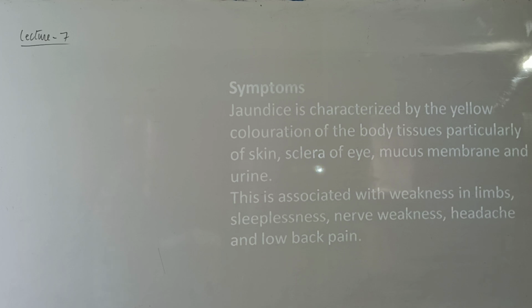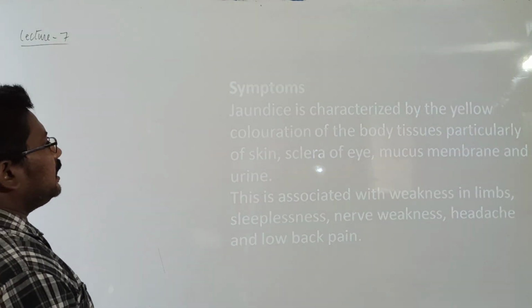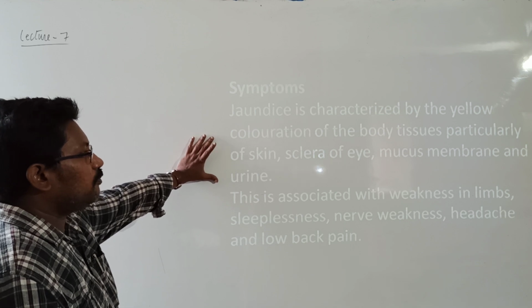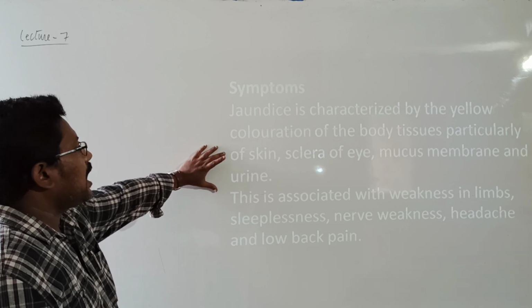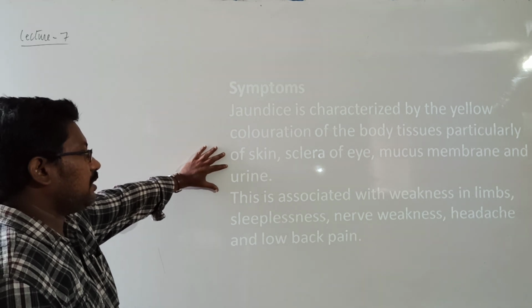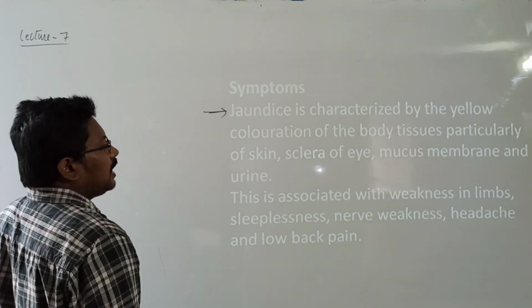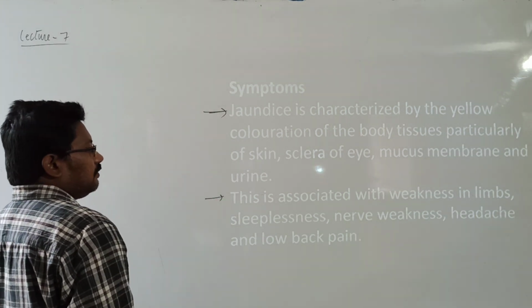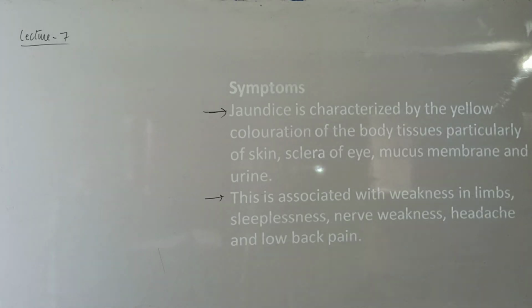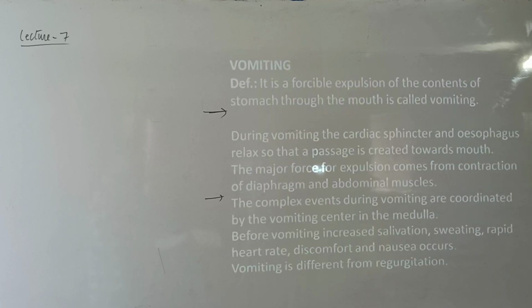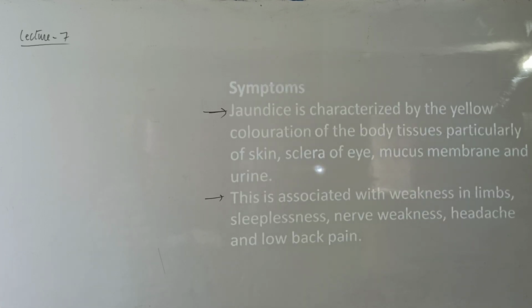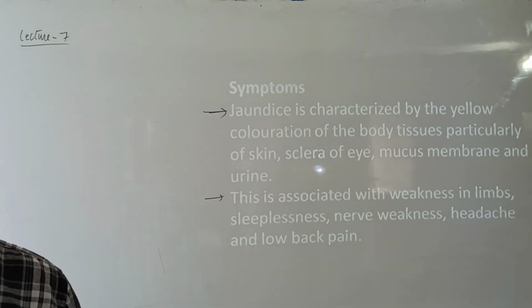So the symptoms, as we already have seen, are characterized by the yellow coloration of body tissues, particularly of skin and sclera of the eye, the mucous membrane and urine. This is also associated with weakness in limbs, sleeplessness, nerve weakness, headache, and low back pain. So like that, there are certain symptoms. That's all about jaundice.